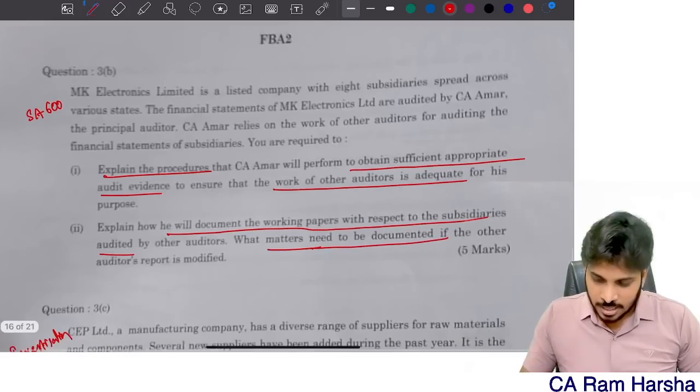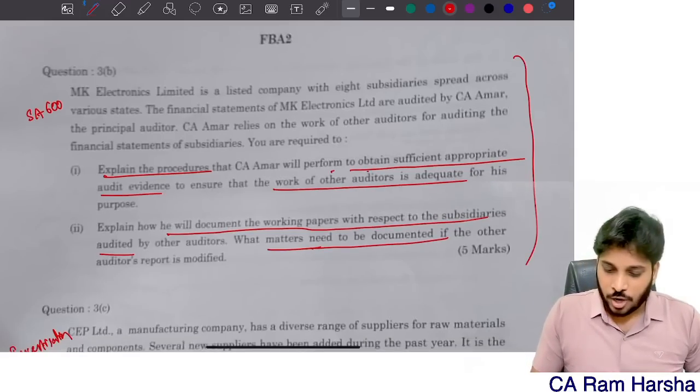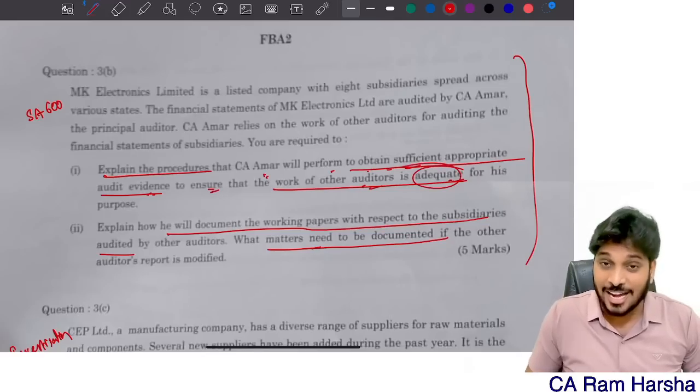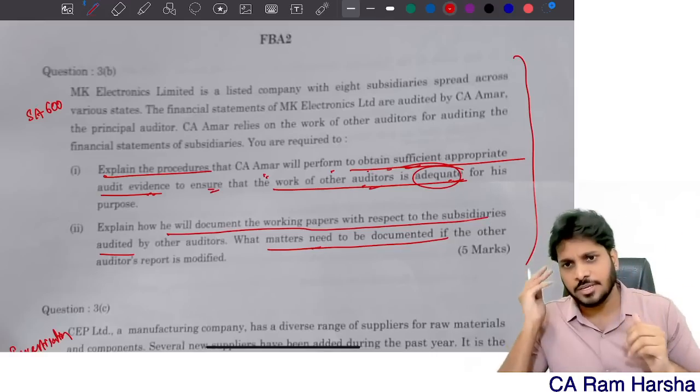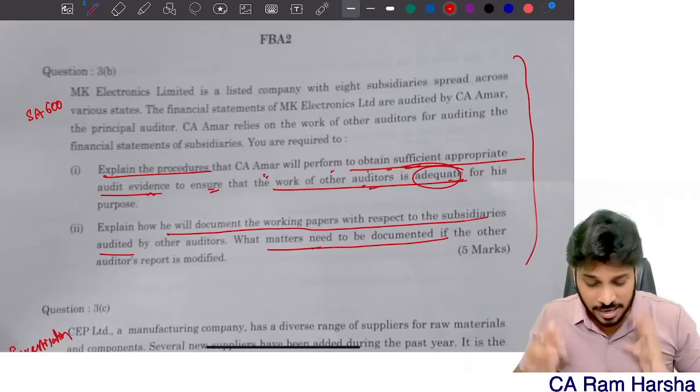Next, this is 600 point. What are the procedures to obtain? What are the procedures the principal auditor will do to ensure that the work of the other auditor is adequate for the purpose of the audit? Nothing but principal auditor procedures. Inside that, this matter is covered.